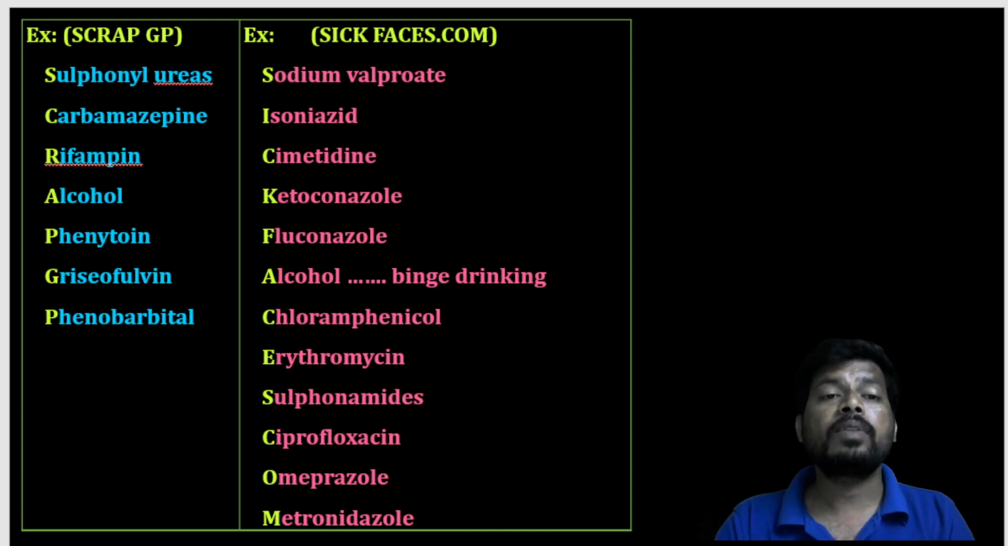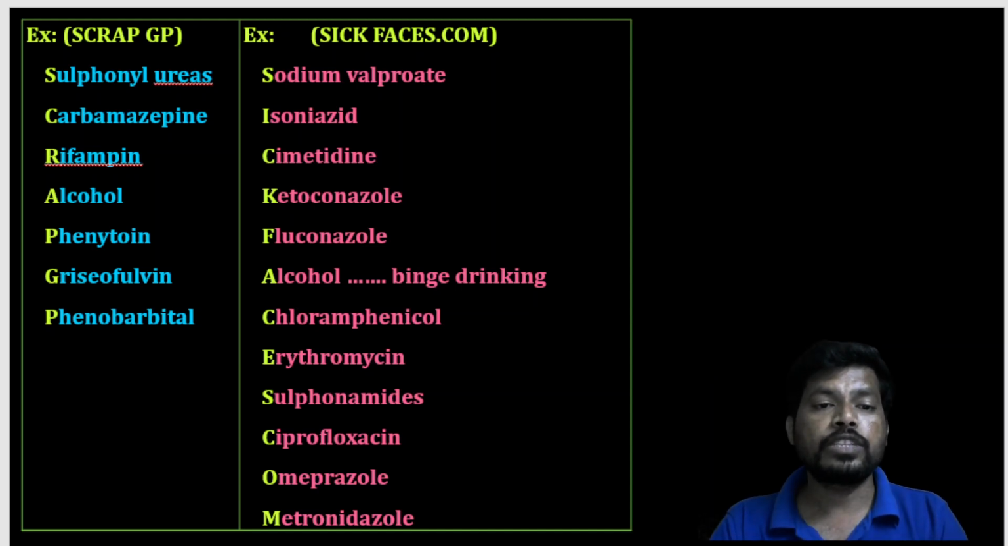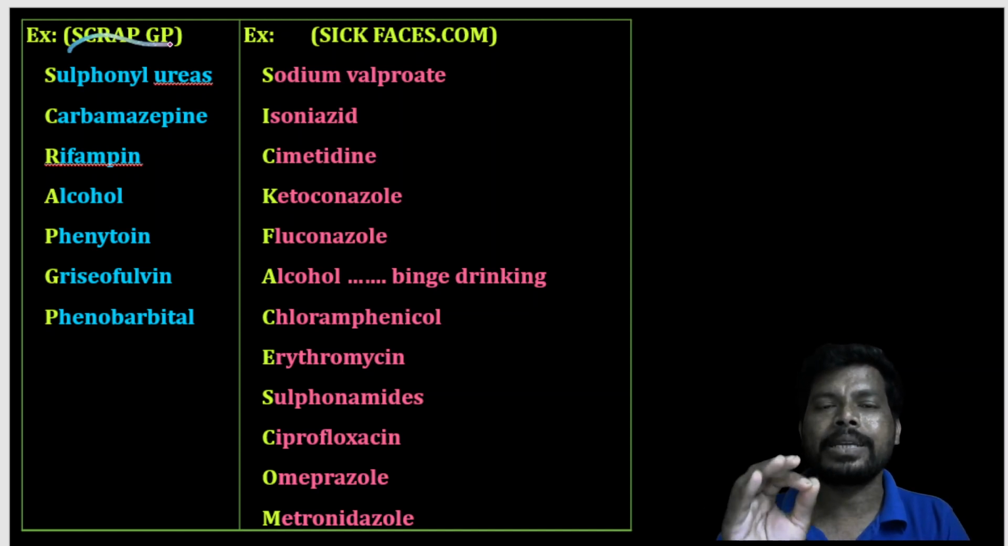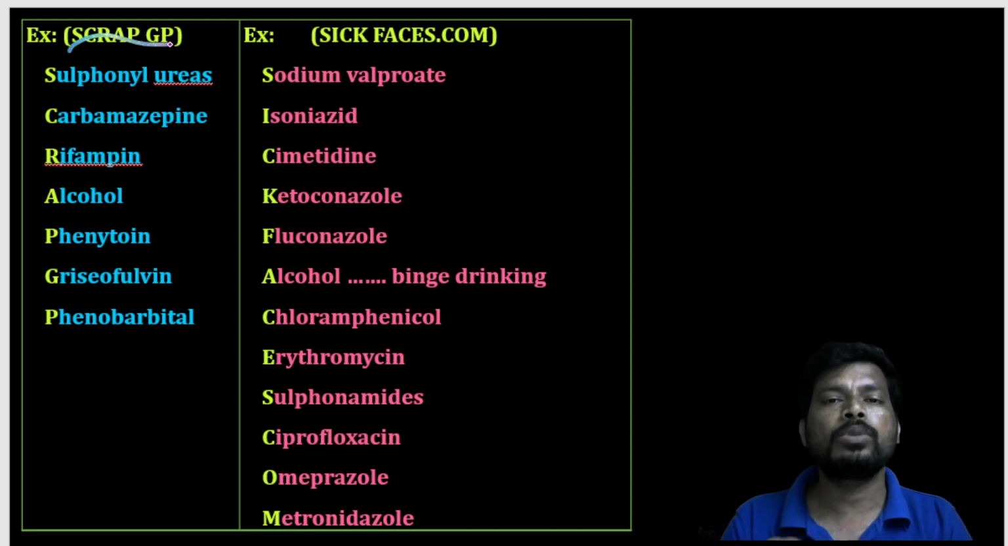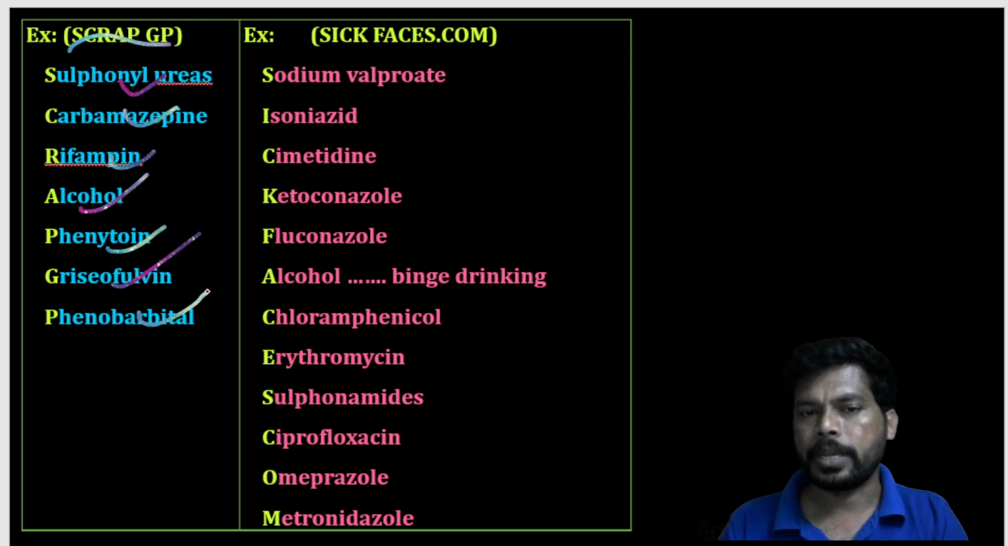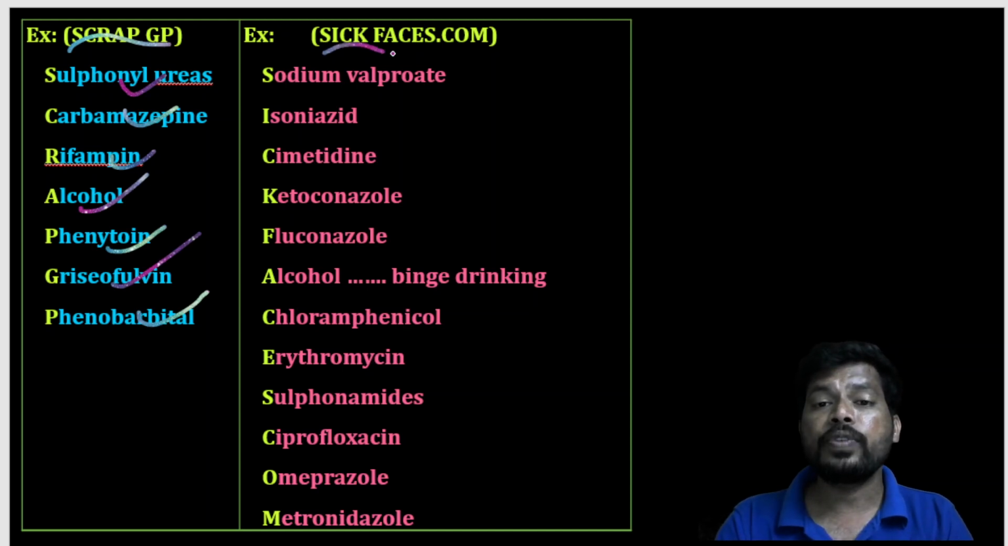Here I mention a list of examples. This is very important regarding your competitive orientation. For example, SCRAP ZP is a trick to remember the drugs increasing liver CYP enzymes, known as CYP enzyme inducers or metabolic enzyme inducers: sulfonylureas, carbamazepine (antiepileptic drug), rifampin (antitubercular), alcohol, phenytoin (antiepileptic), griseofulvin (antifungal), phenobarbital (sedative hypnotic).